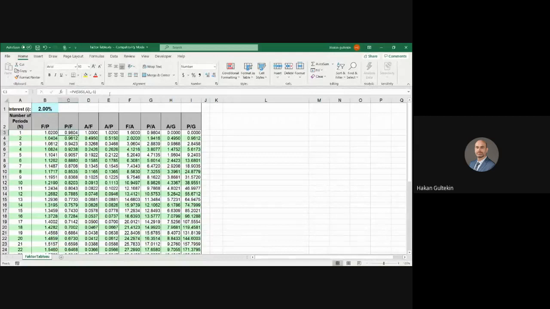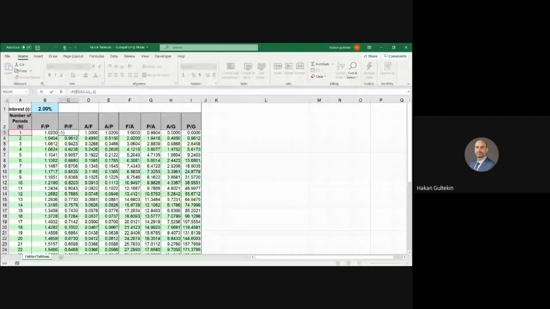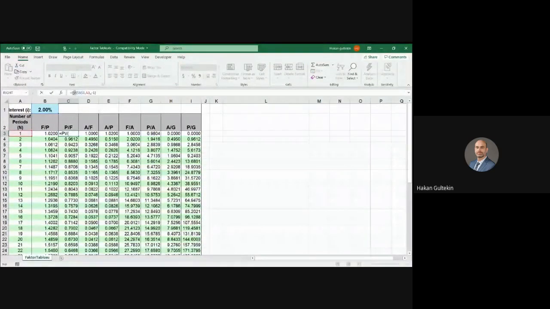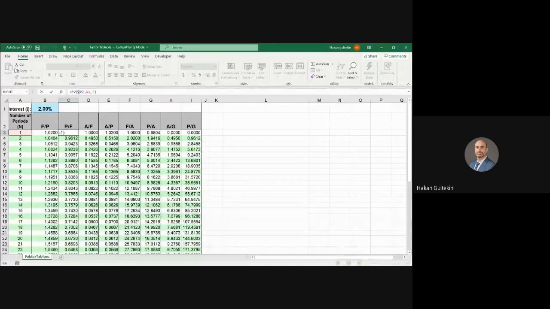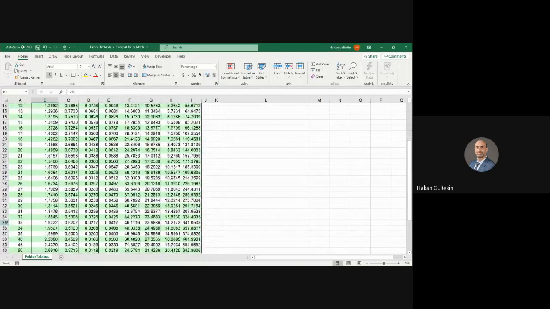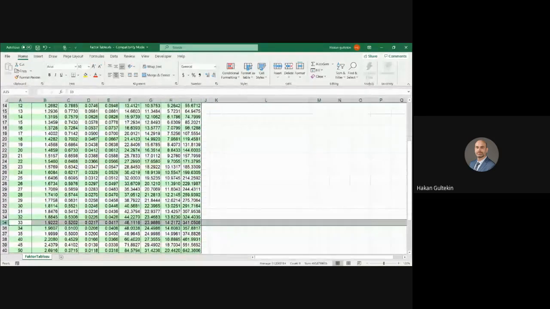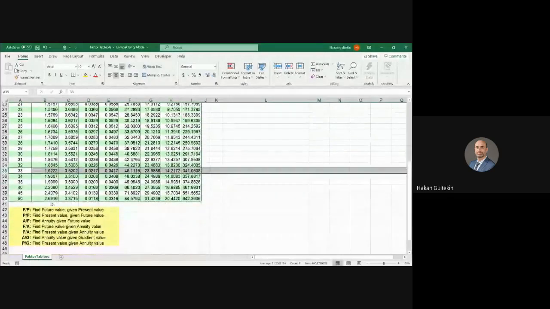Again, this P given F also has a formula. Its formula is PV, present value, okay? And it has a number of arguments. When you write those arguments, it can calculate automatically. Now, I ask you 2% interest rate with 35 periods. Now here, as you can see, you can find the number of periods, 35.